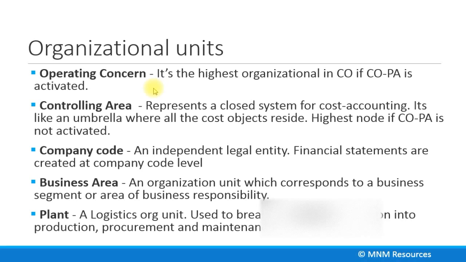So in that case, if you're not activating COPA, then the controlling area becomes the highest node in the SAP CO module. The controlling area is a must, so it's a mandatory configuration in the SAP CO module, and it represents a closed system for cost accounting. I like to think of it like an umbrella where all the cost objects are under the controlling area.